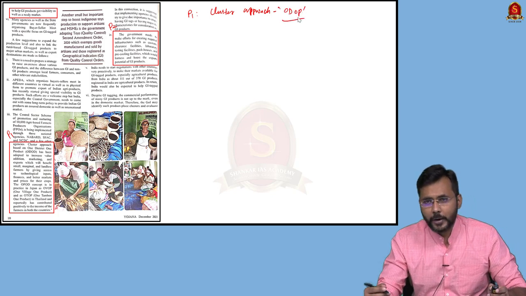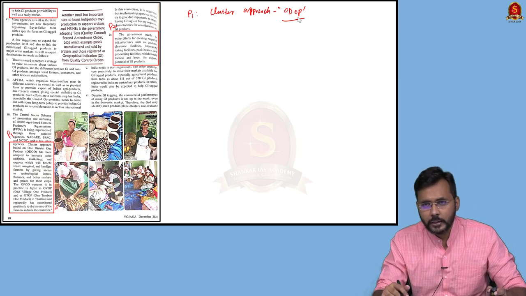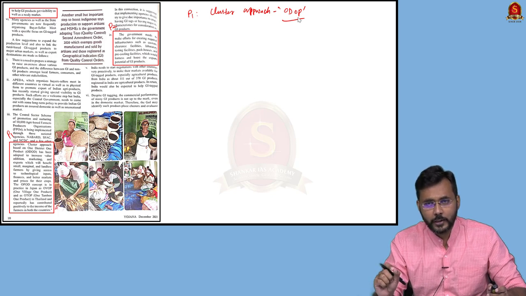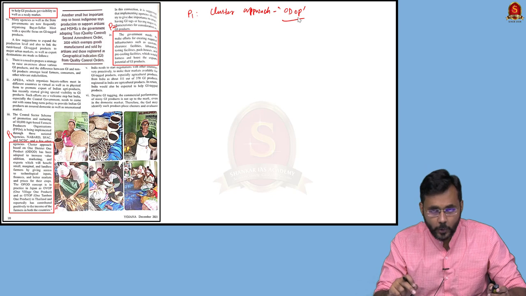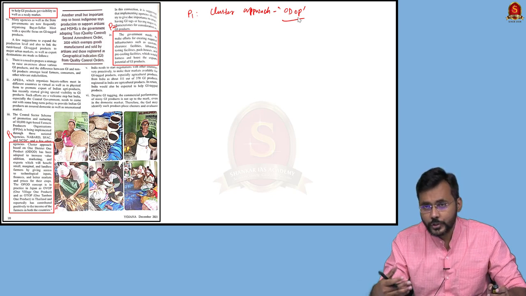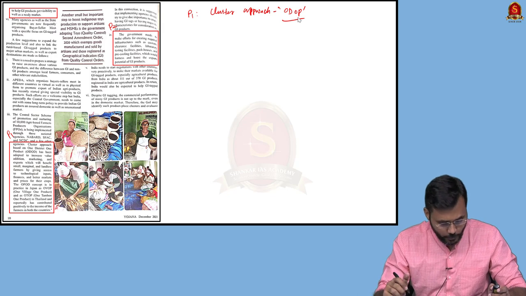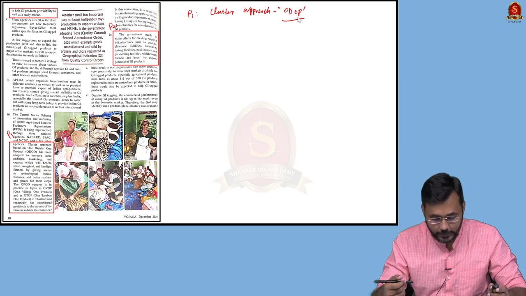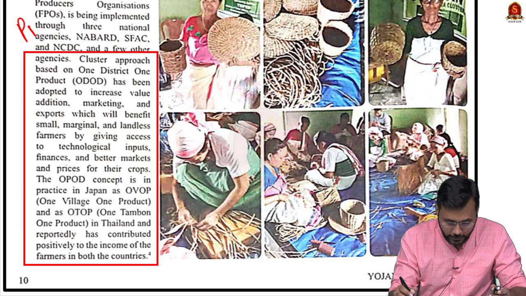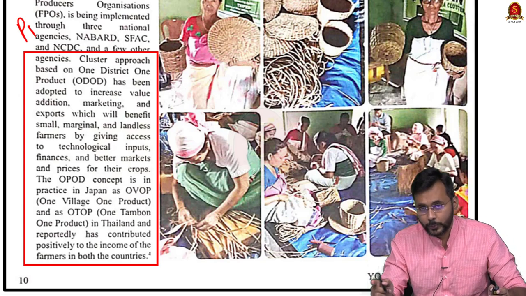Right now we can see our Prime Minister speaking about this in Mann Ki Baat, where each district needs to identify one product and focus on that product, which has a greater scope for export. One district, one product is similar to the idea of promoting GI products. This idea was already done by Japan under the name One Village, One Product. That is what India is trying to replicate as one district, one product.